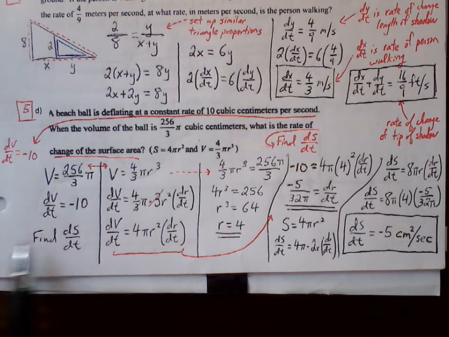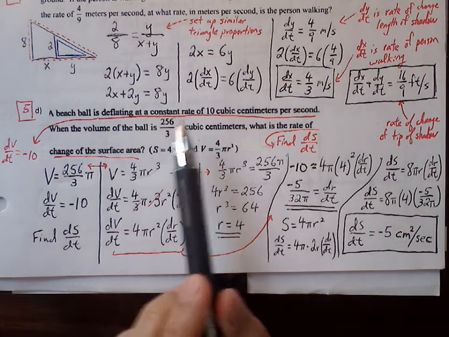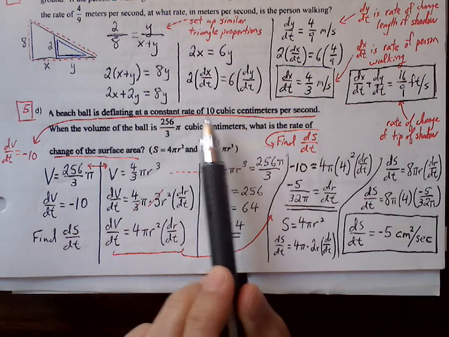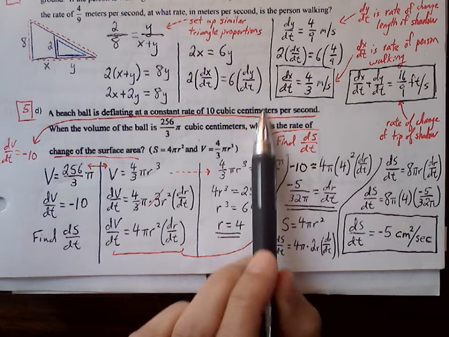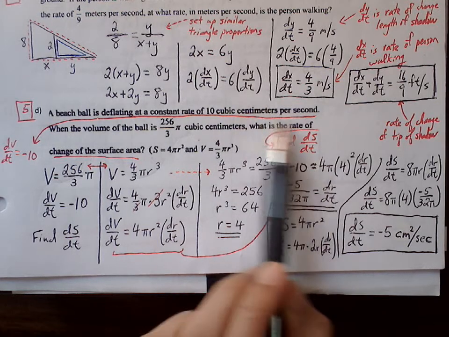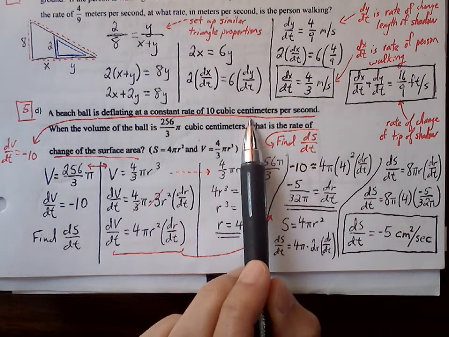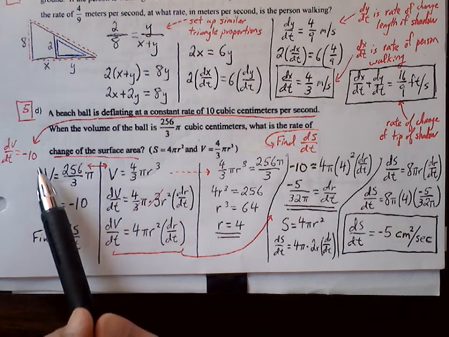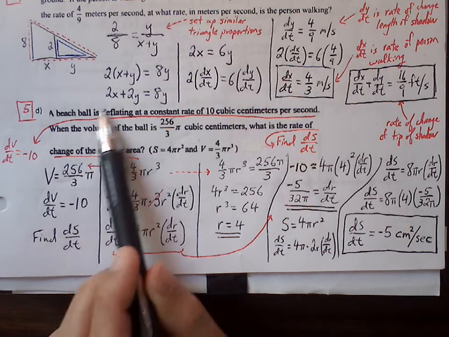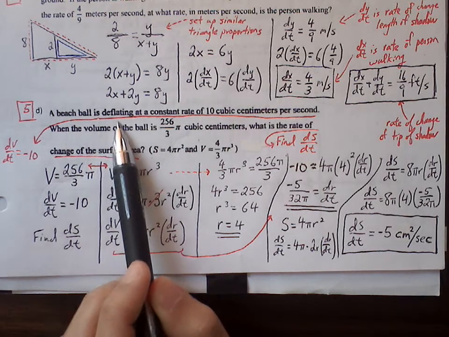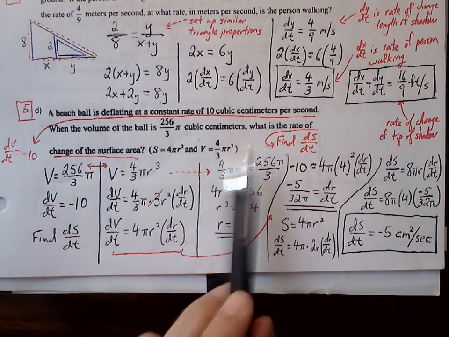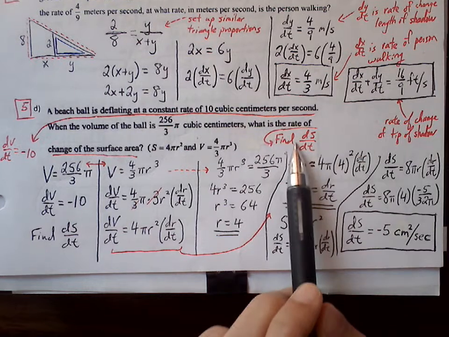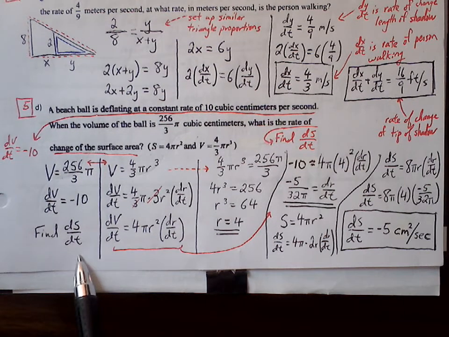Let's see, gathering some information here. I know that this beach ball is deflating at a rate of 10 cubic centimeters per second. I know cubic centimeters relates to volume, but per second means it's a rate, so that means dV/dt is going to be 10, but I need to include the negative because that volume is decreasing over time. So dV/dt is negative 10. And we're trying to find the rate of change of the surface area, so we're trying to find dS/dt.